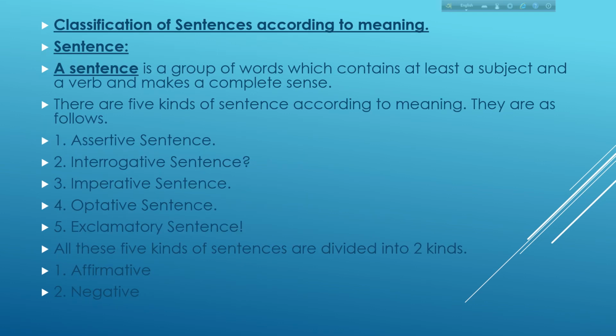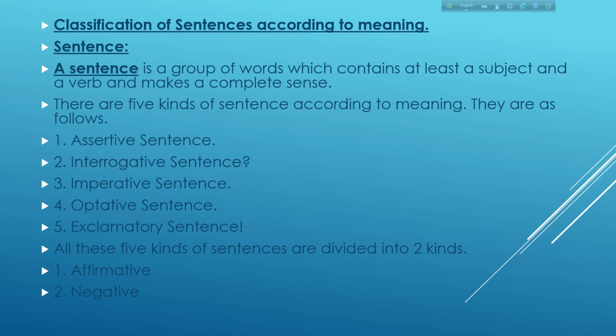Now classification of sentences according to meaning. There are 5 types. So what is a sentence? First of all, you have to know a sentence is a group of words which contains at least a subject and a verb and makes complete sense. There are 5 kinds of sentence according to meaning. They are as follows: assertive sentence, interrogative sentence, imperative sentence, optative sentence, and exclamatory sentence.